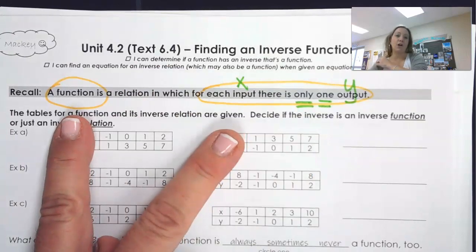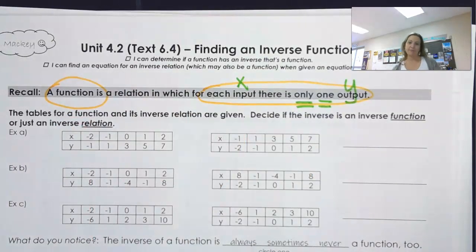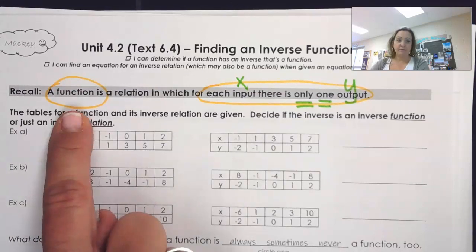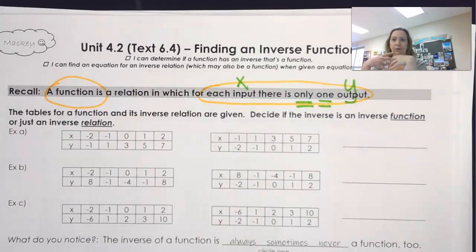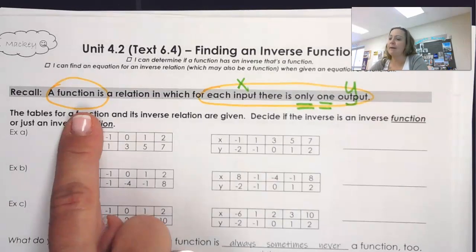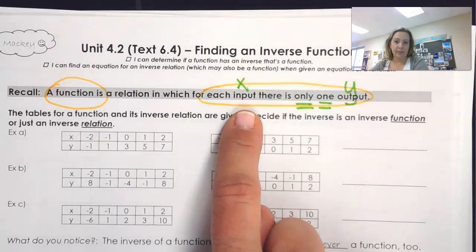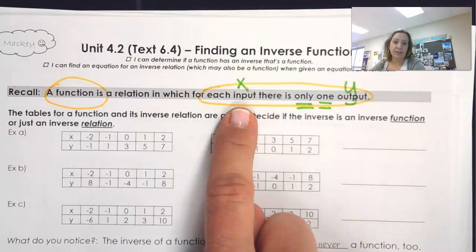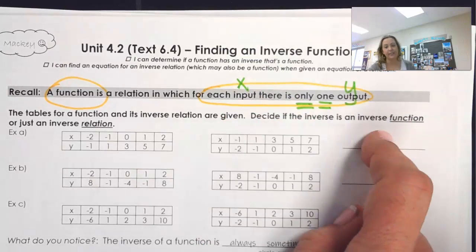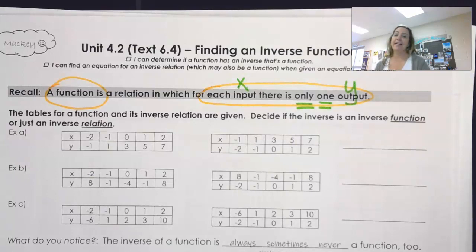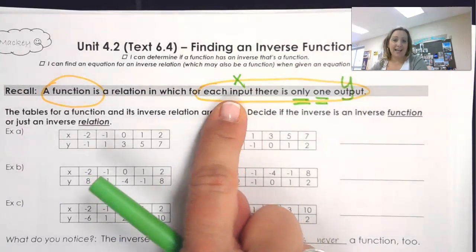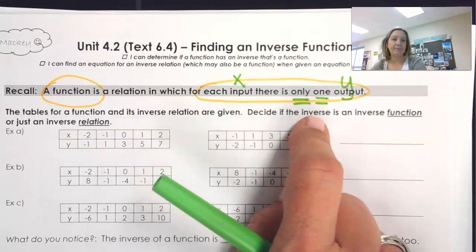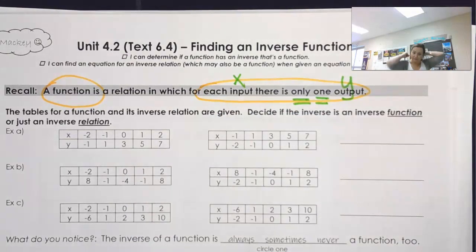And so I want us to recall a little bit about what a function is. Remember that a function is a relation. A relation is any set of ordered pairs, any input-output values, x's and y's. But a function is special in which each input has only one output. And since our input variable is like x and our output is like y, that means that for each x, there's only one y.